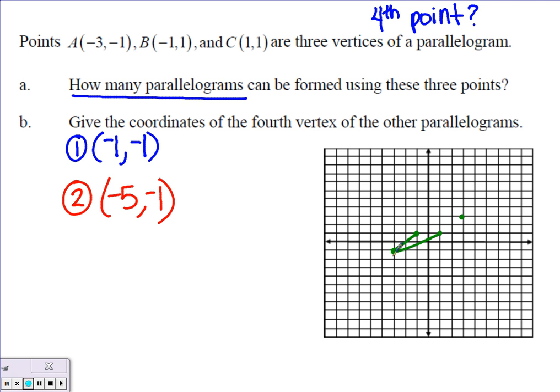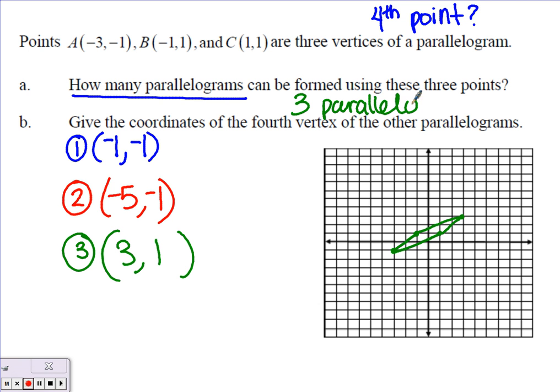Let me check. If that were the right-hand side and that were the top, let me make sure that the rise and run for the left-hand side match the rise and run for the right-hand side. Yeah, that works. So that point is (3, 3). So there are actually 3 possible parallelograms, depending on which location you consider each of those points. So the answer to A would be 3 parallelograms, and the answer to B would be the locations of those 3.